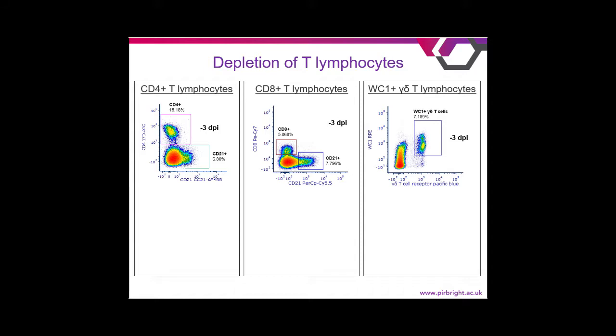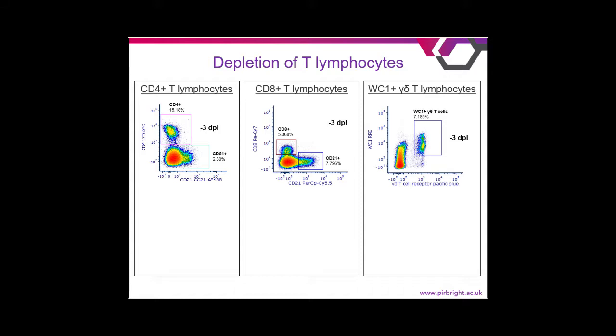In the middle panel, on the y-axis is the number of positive CD8 cells for the CD8 marker, and you can see in the sheep it was about 5%. And then again in a different sheep, WC1 positive gamma delta T cells is about 7%, and this is based on two different markers, the WC1 marker and also the gamma delta T cell receptor marker, which is on the x-axis.